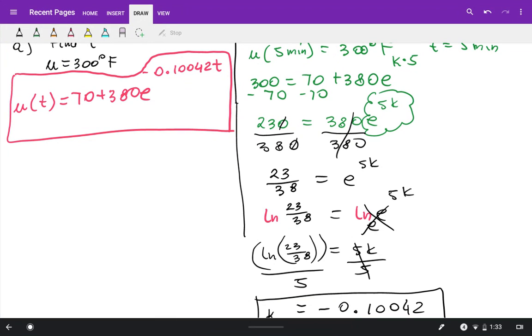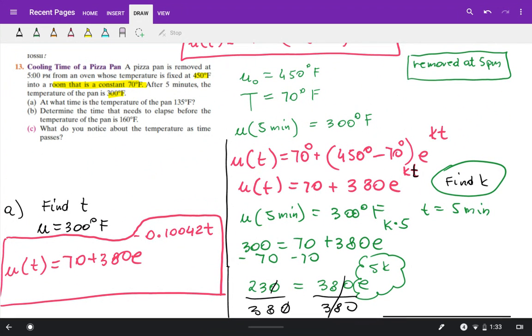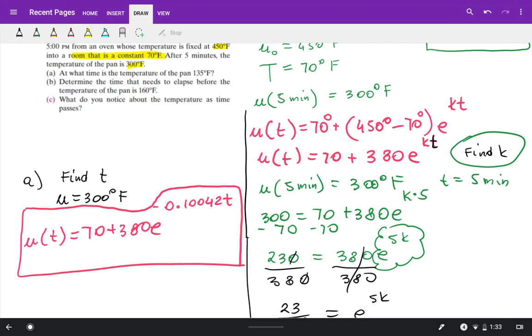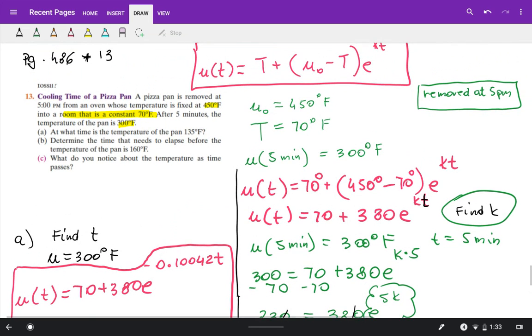Okay guys, so this is video 2 and I'm going back to the pizza pan problem. So we used the information: initial temperature was given as 450, room temperature is 70, and again, initial temperature is always the highest one, and the temperature of the pizza pan after 5 minutes was 300. So what I did with that information, I used Newton's cooling law. I copied the formula and started plugging in the given information.